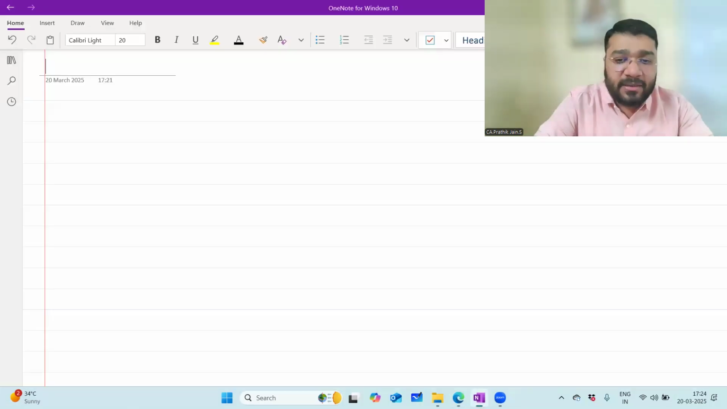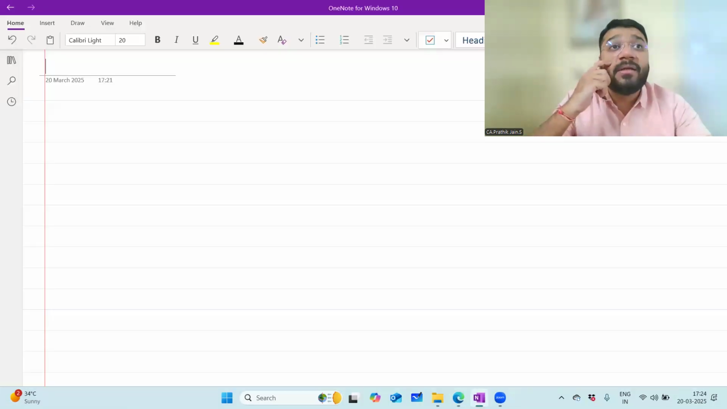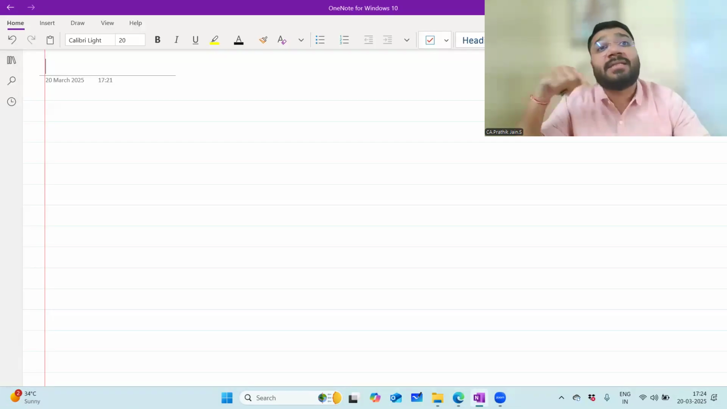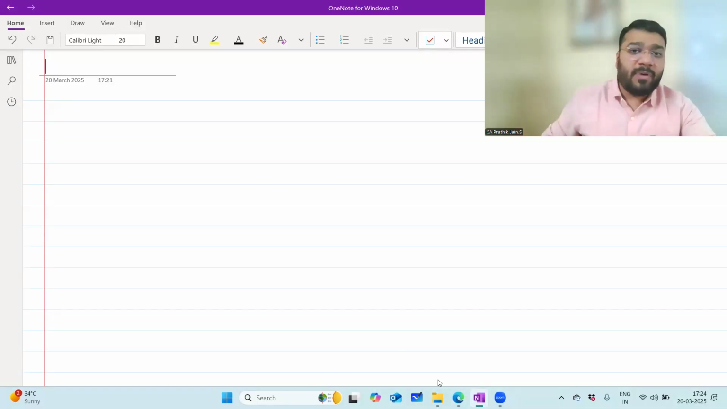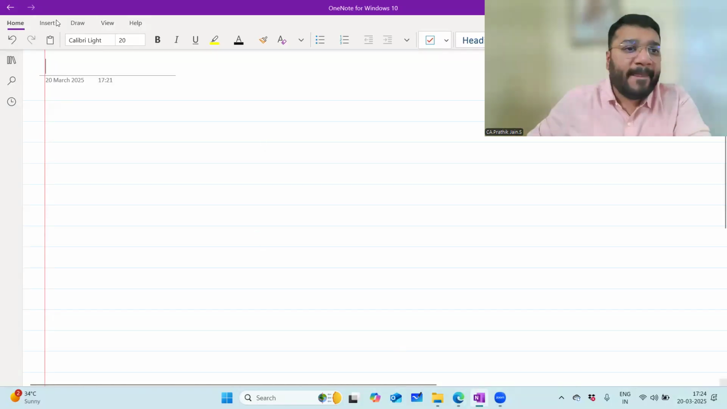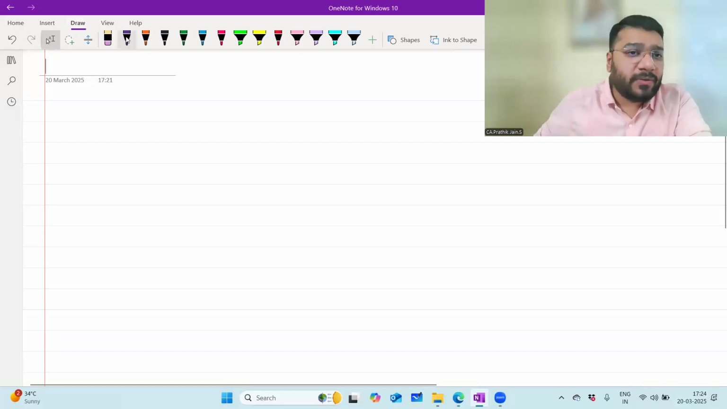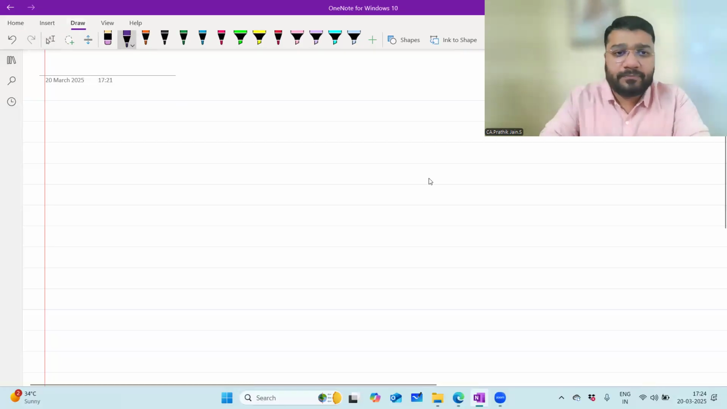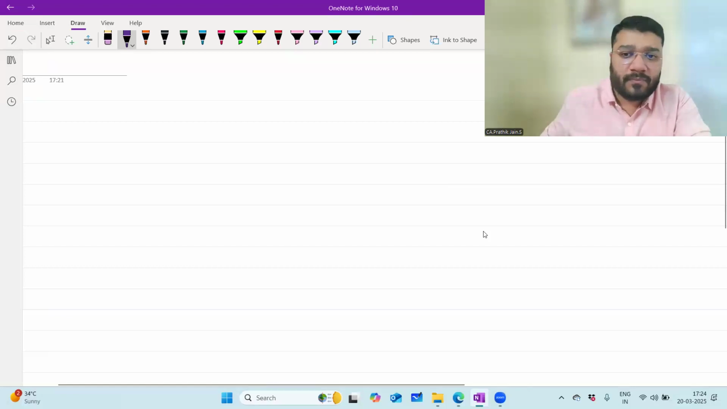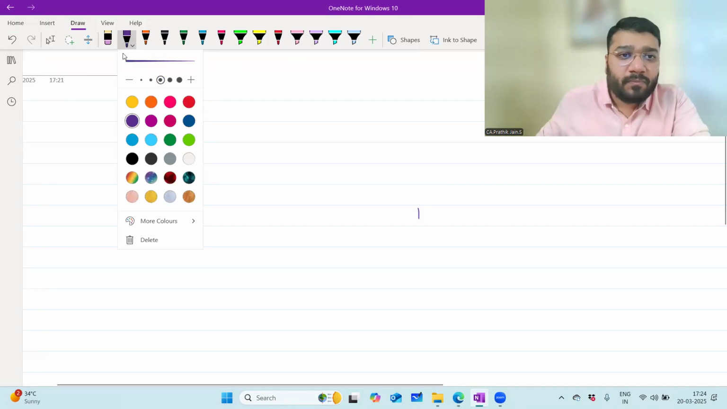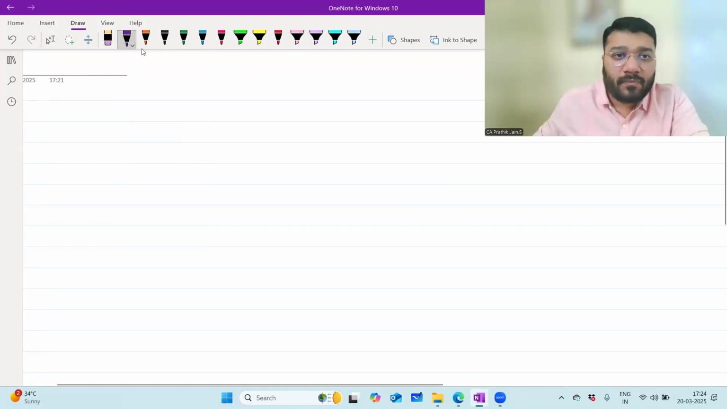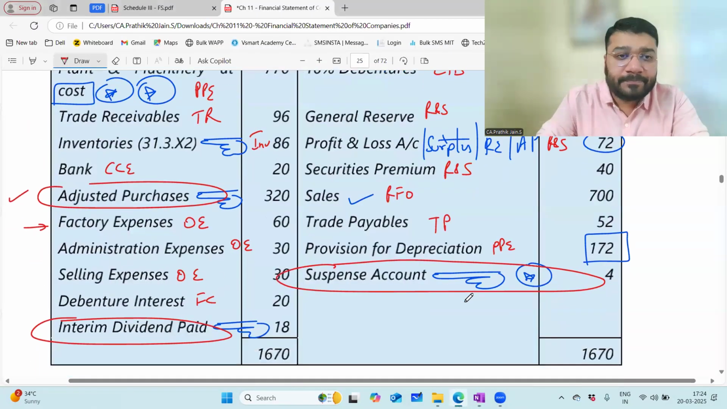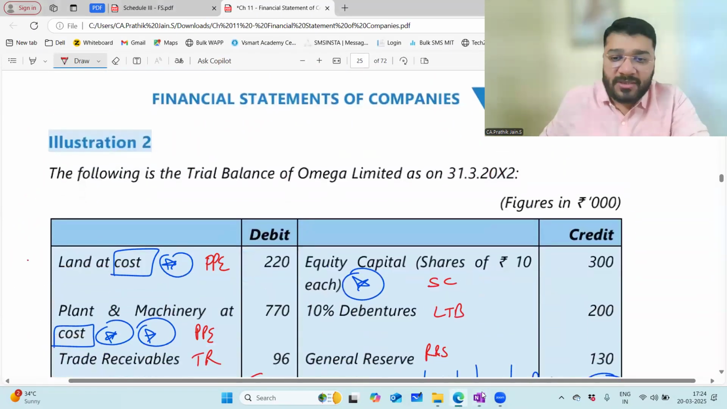So please write the heading on the first page: in the books of Omega Limited. Leave one entire page for the balance sheet. Then the second page will go for revenue from operation. Or we can write down the balance sheet items one by one also. Nothing wrong in it. What is the company name? Omega Limited.